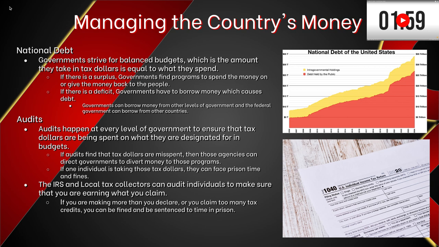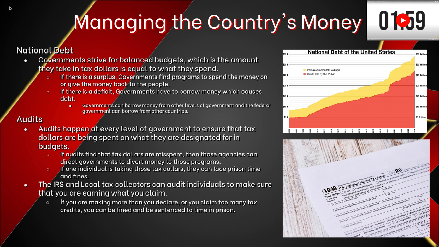So that means that the government is spending more than it's taking in taxes. So in order to make their budgets, they have to borrow money. Every level of government can borrow money. State and local governments can borrow money from other levels of government. Generally, a state government might borrow money from our federal government, so that's another expenditure that our federal government has to pay for.